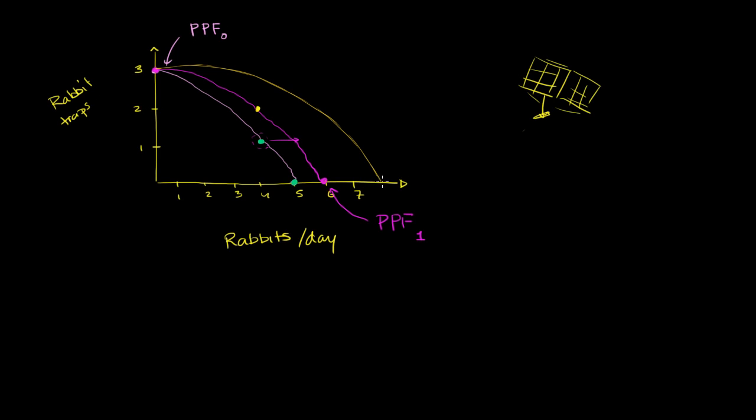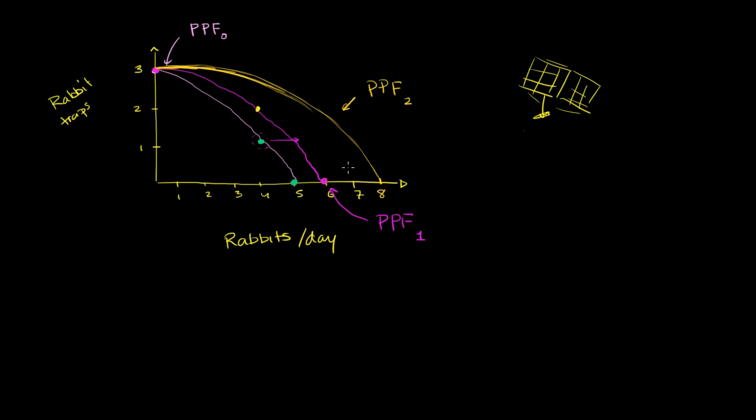And so now if he wanted to devote himself purely to rabbit trapping, he can get 8 rabbits a day, or he could do some combination in between. And actually this curve shouldn't go up at all. I don't want to give you the impression that it went up and then down. It just goes kind of straight, something like that right over here. So this right over here, I'll call the production possibilities frontier 2.